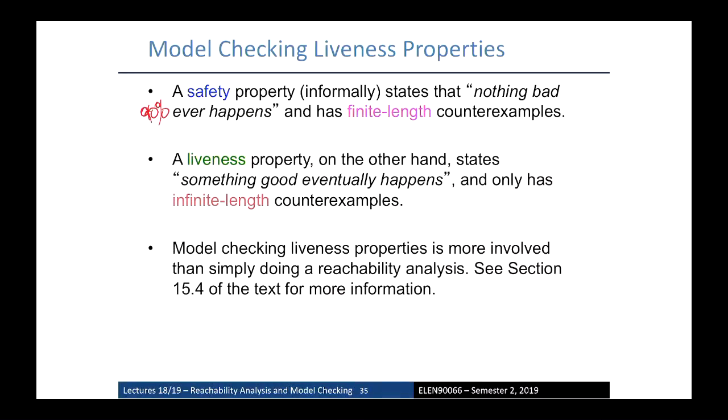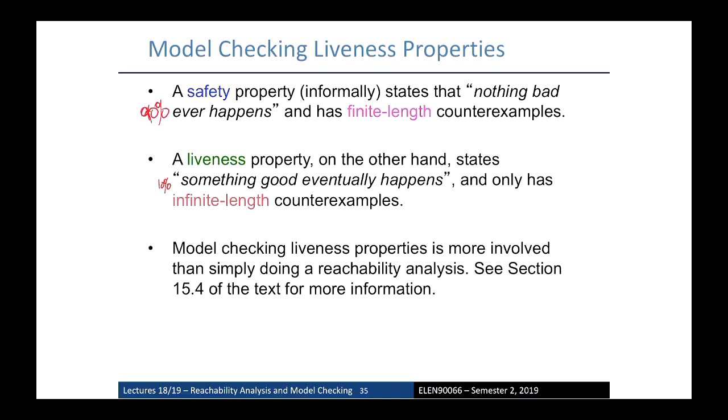But there's another property that's also interesting to check as well. It's called a liveness property. And you can word it up there saying something good eventually happens. And I'll give you the robot example a little bit later. Now, about 10% of the stuff out there checks the liveness property.